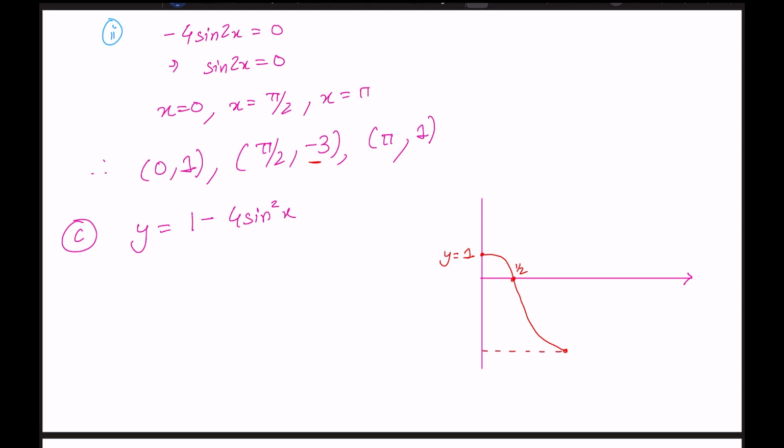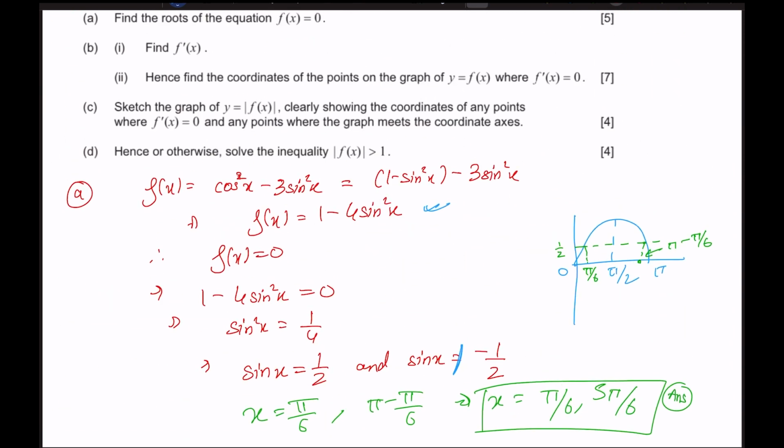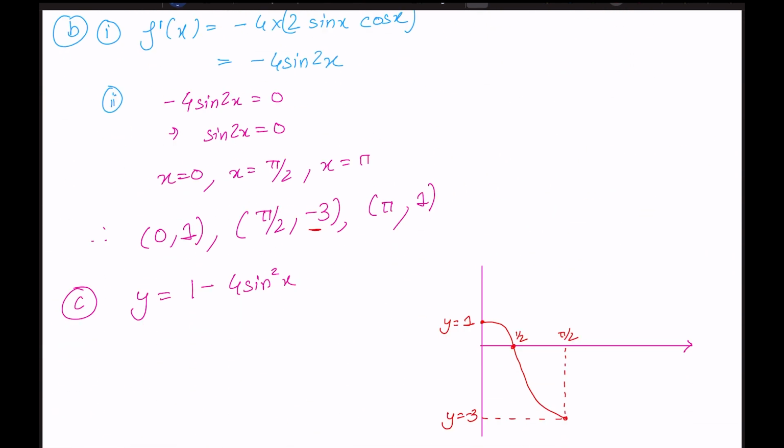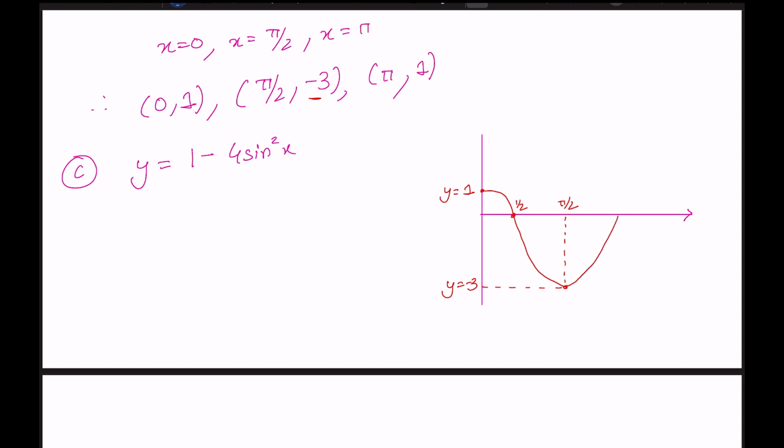This happens at x equals pi by 2. Then the function increases, and it has another 0 at 5 pi by 6. So this value of x will be 5 pi by 6.